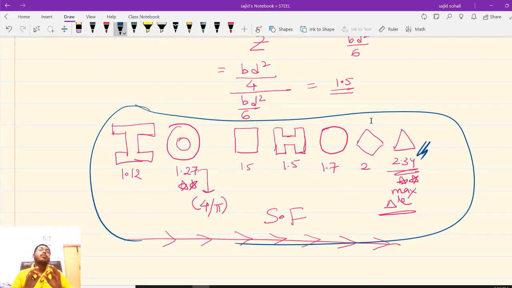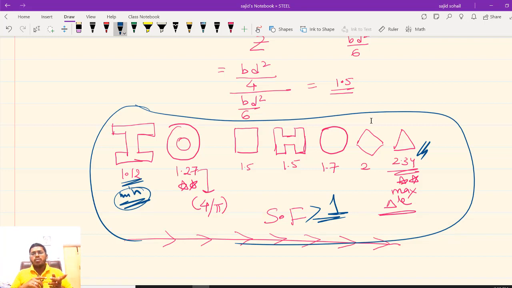So it gets a very important question. Which of the following cross sections has the maximum shape factor? The answer is triangle, 2.34. And which has the minimum shape factor? The answer is I section, 1.12. Write down the minimum here also so that it will be convenient for you. The minimum value is for I section, which is 1.12. And always remember, your shape factor is always greater than 1.